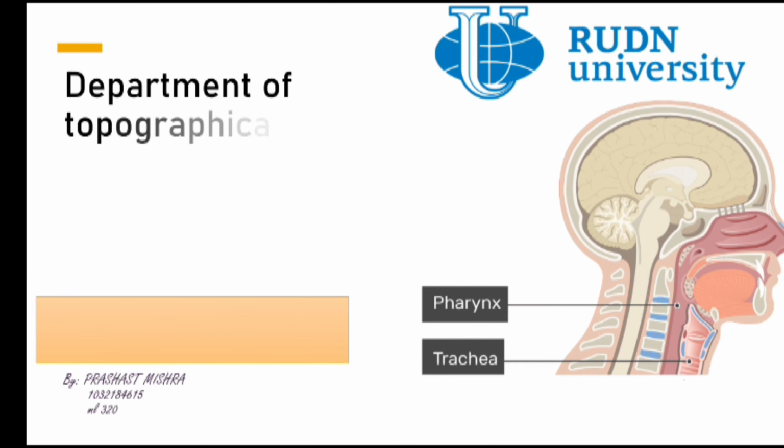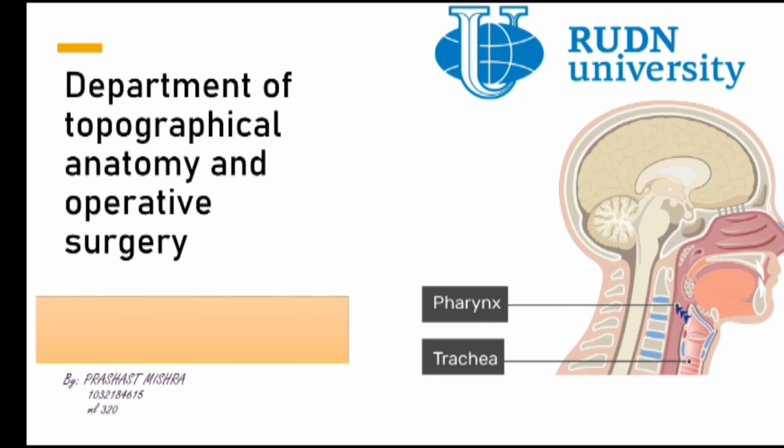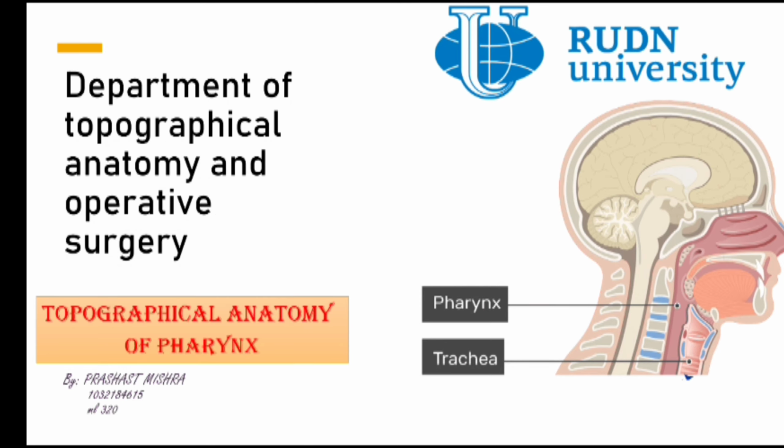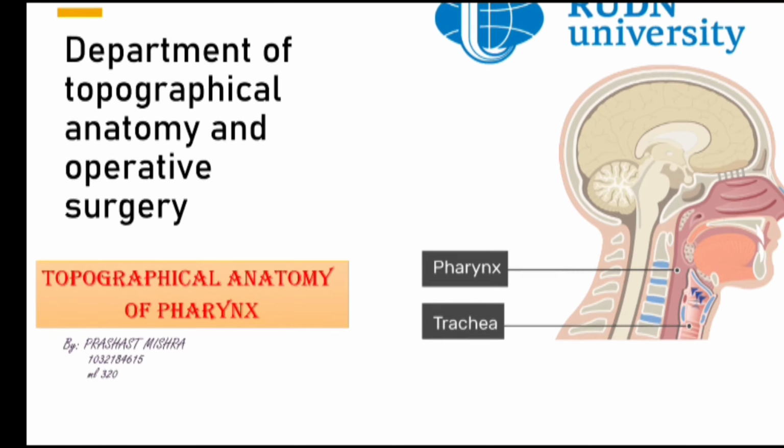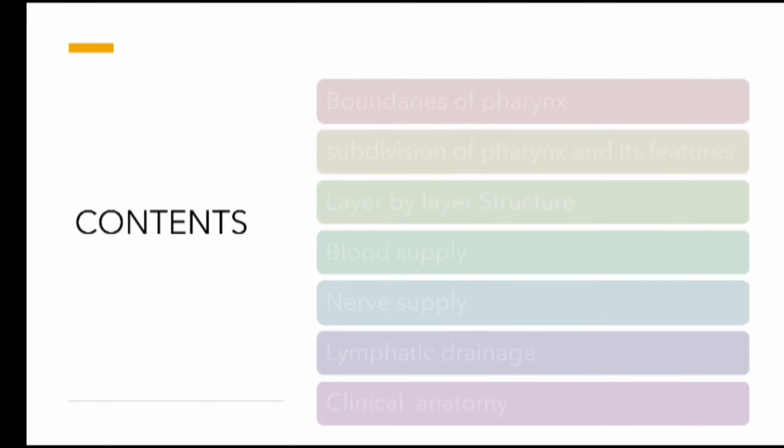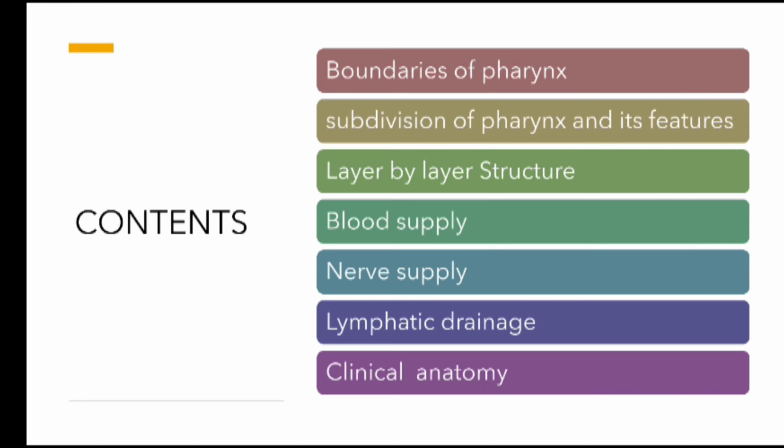Hi everyone, my name is Precious, and today I'll be talking about the topographical anatomy of the pharynx. So, in this PPT, I'll tell you about the boundaries of the pharynx, the subdivision of pharynx and its features, the layer by layer structure of the pharyngeal wall, the blood supply, nerve supply, lymphatic drainage, and we'll talk about some of the clinical aspects in the end.